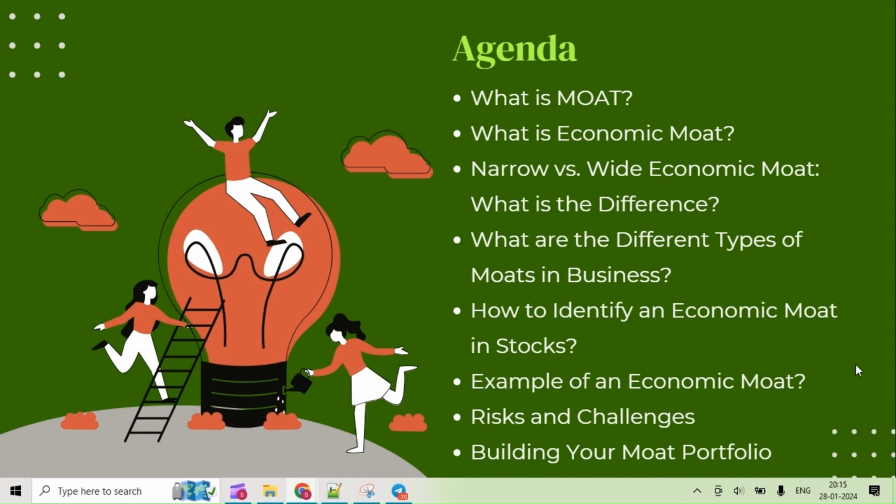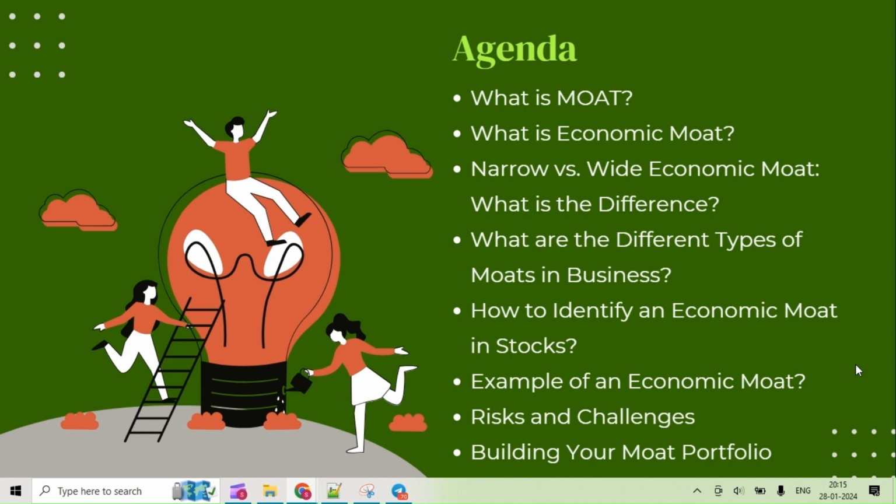In today's agenda, I will start by explaining what is a moat, then we will see what is an economic moat, then the difference between narrow and wide economic moats, and the different types of moats in business. Also, we'll tell you how to identify an economic moat in stocks. Then we'll see a few examples of economic moats. Then we'll discuss the risks and challenges, and we'll see how to build a moat portfolio.